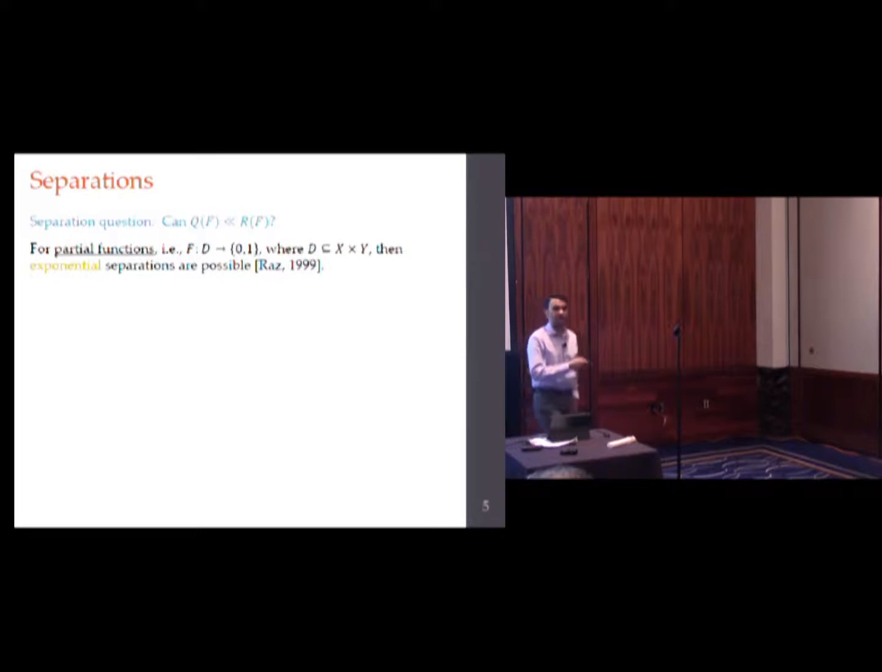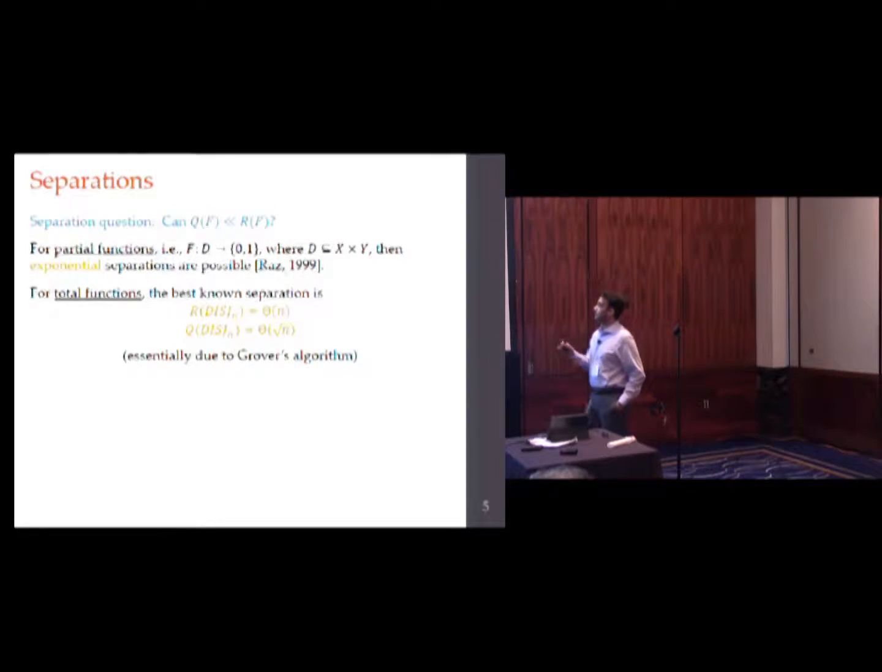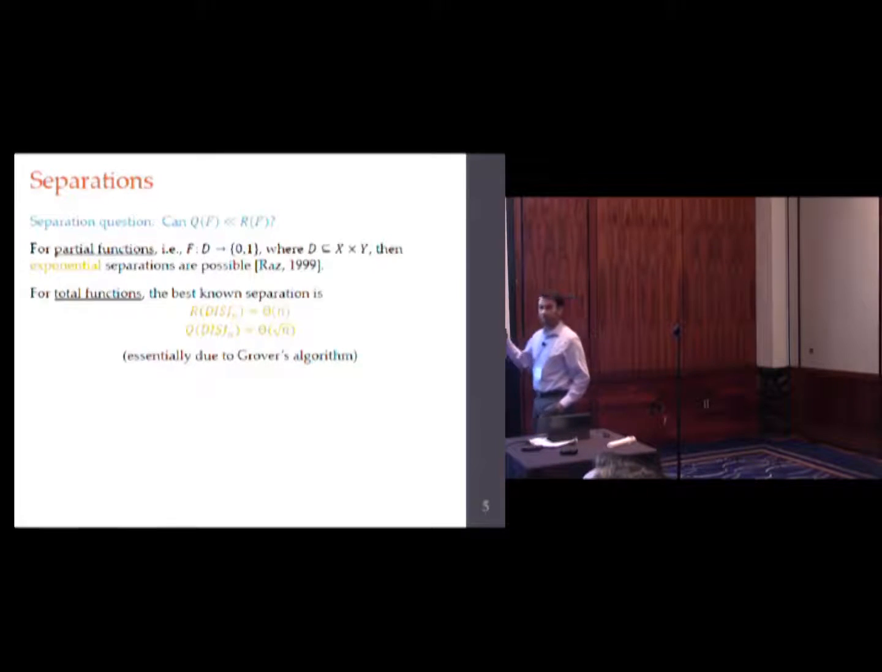The focus of this talk is total functions, which are the kinds of functions I talked about on the previous slide. And for total functions, essentially, prior to our work, the best-known separation was quadratic, and it was because of the disjointness problem, whose randomized communication complexity is n, famously, and its quantum communication complexity is root n, which is essentially due to Grover's algorithm, although to get rid of all the log factors, you need some work from Aaronson and Ambainis, but essentially you get this quadratic separation from Grover's algorithm.